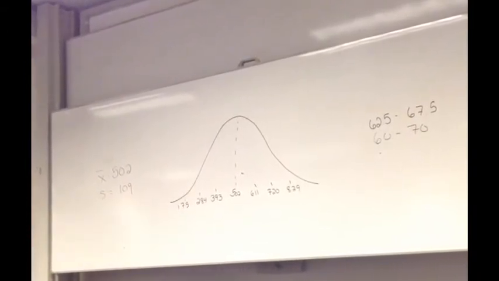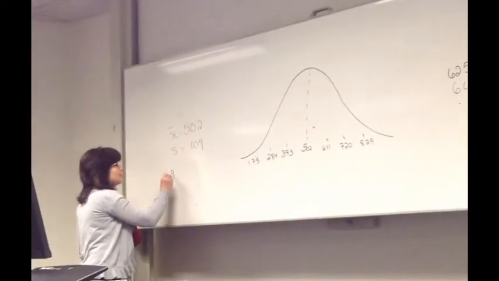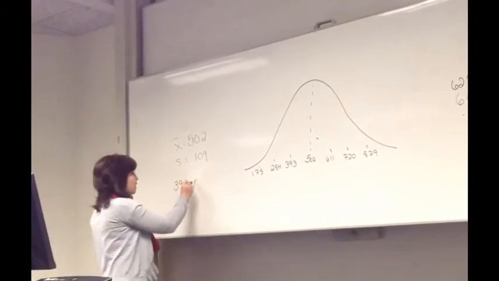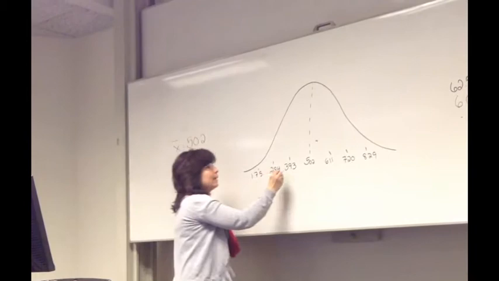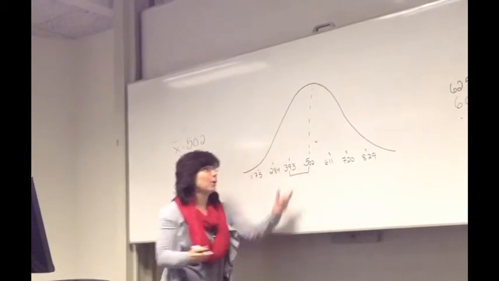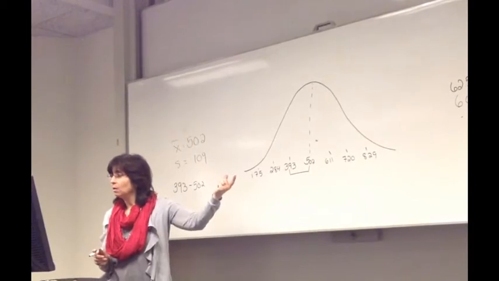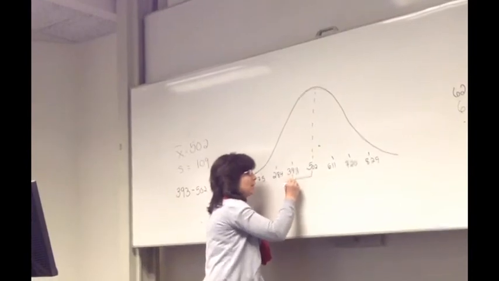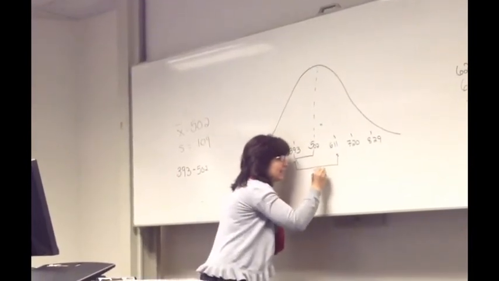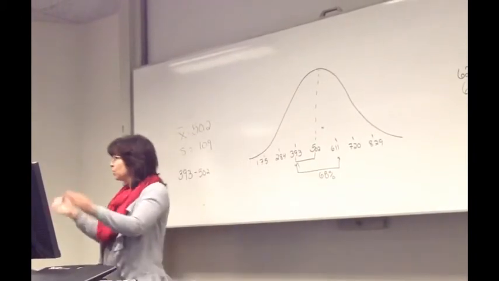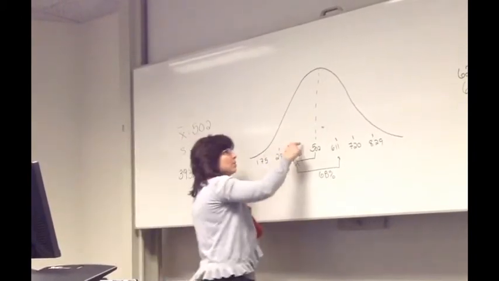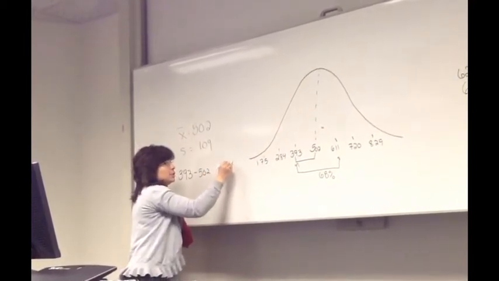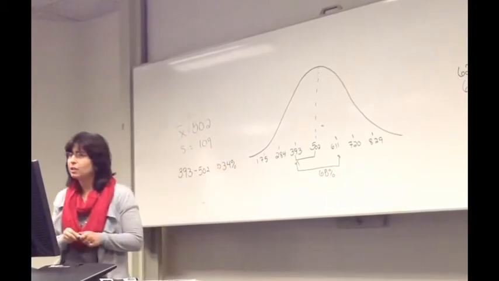So, I want to know what percentage of students scored between 393 and 502. So I go to the distribution, and between 393 and 502, I'm 1 standard deviation below. Not 1 standard deviation within, just 1. I know that if I went plus or minus 1 standard deviation, I'd have 68%. But because the distribution is symmetric, I can cut that in half. And what percentage do I have here? 34%. And that is the solution to that one. Okay? Any questions?